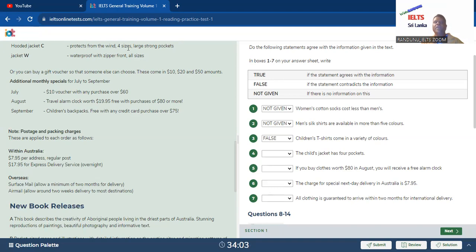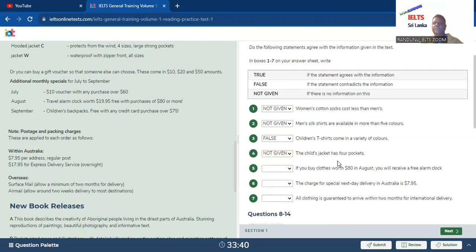This 4 is applicable only for size. The comma is there, no? 4 sizes. Large strong pockets. It doesn't say how many pockets. There are pockets, but we don't know the number of pockets. Therefore, you can't find the answer, no? So this answer is not given.